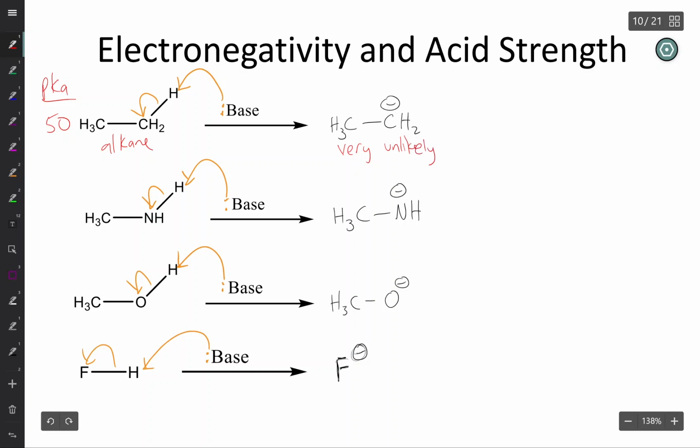All right, we go down to the next one. What functional group do you see in the next molecule? And they're all listed there on the pink sheet, so you should be able to find them. I can be patient. It's an amine. Yep. And what's the pKa of an amine? 35. Good. All right. Still not very likely, but more likely than for the alkane.